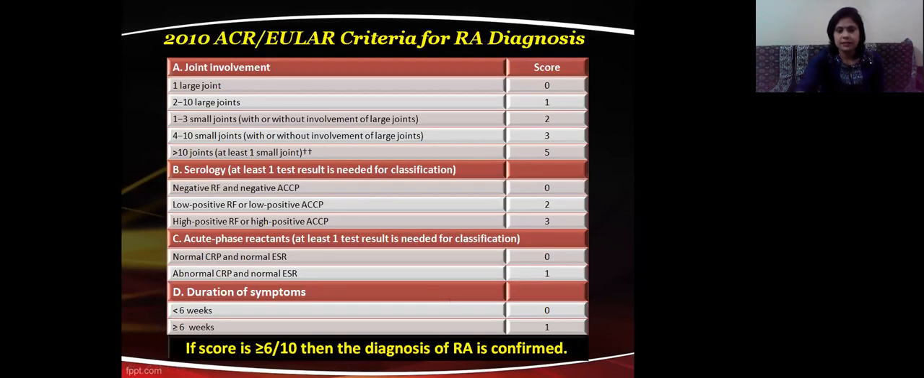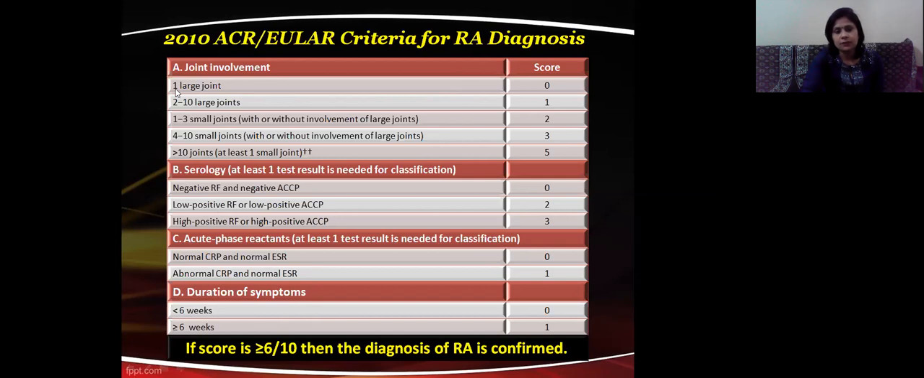So this is the ACR/EULAR criteria for diagnosis of rheumatoid arthritis. In this criteria, mainly 4 factors are considered for the diagnosis. First is joint involvement, second is serology, third is acute phase reactants, and the fourth is duration of symptoms. On the basis of these 4 criteria, this disease is being scored.